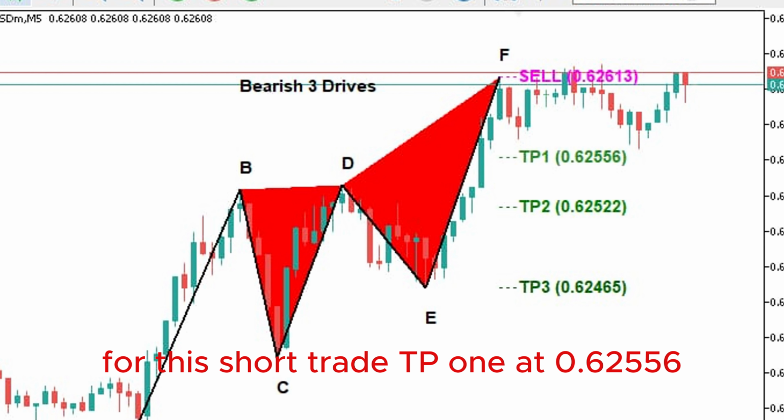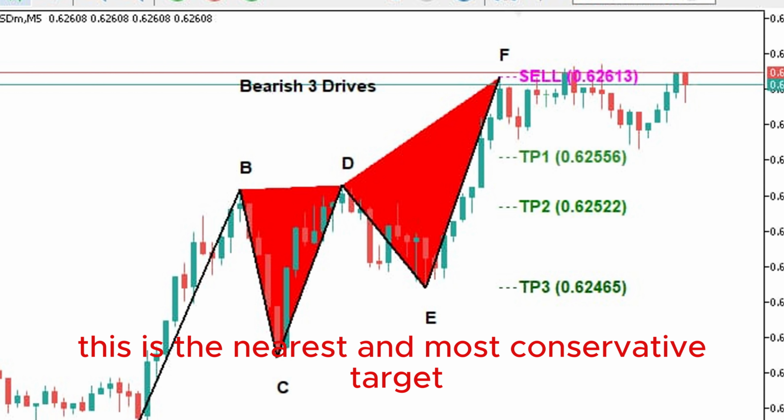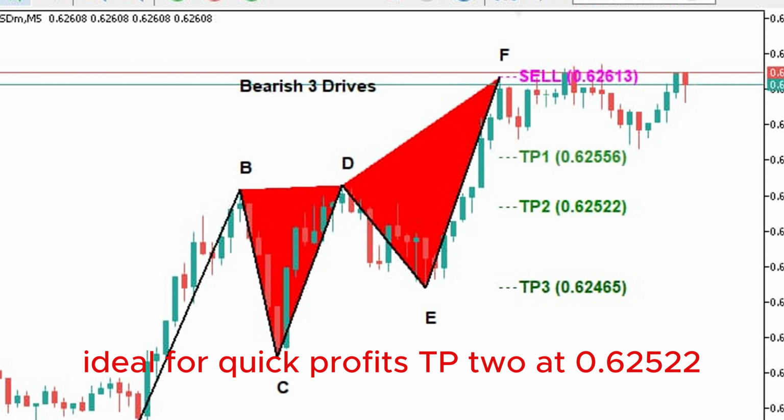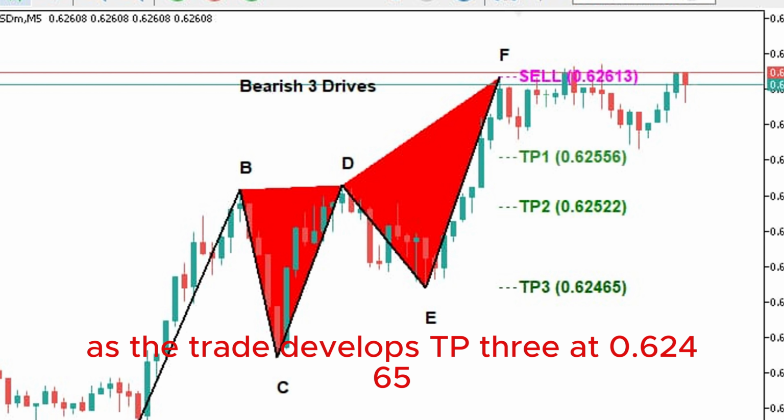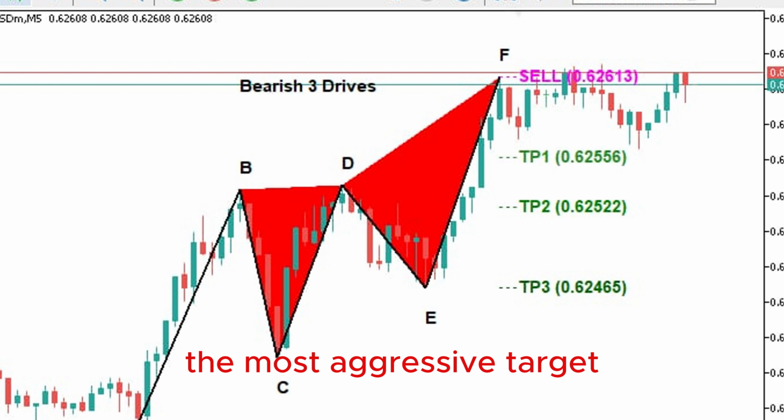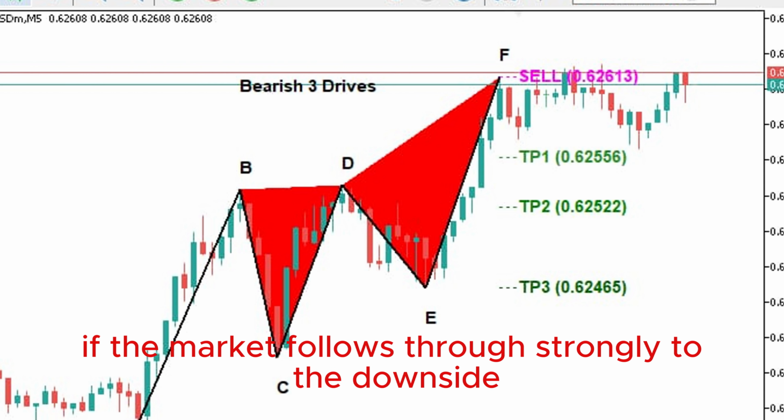TP1 at 0.62556. This is the nearest and most conservative target, ideal for quick profits. TP2 at 0.62522, a medium target, offering a better risk-to-reward ratio as the trade develops. TP3 at 0.62465, the most aggressive target, which maximizes profit if the market follows through strongly to the downside.